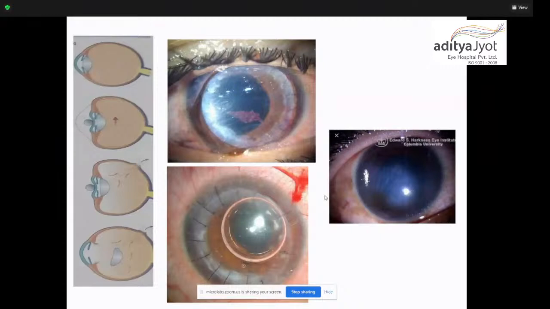Okay, so you get a call from the ER, and the postgraduate says, I have a globe rupture here, ma'am, and then they say penetrating injury, perforating injury, etc. So three terminologies for one case. So it's very important to know the terminologies correctly. So what is a globe rupture basically?